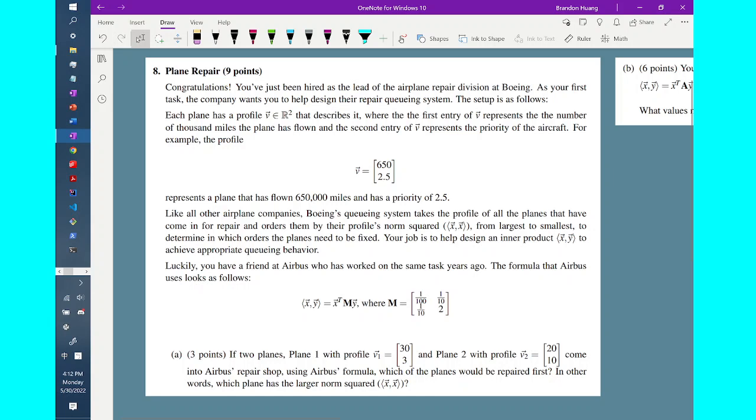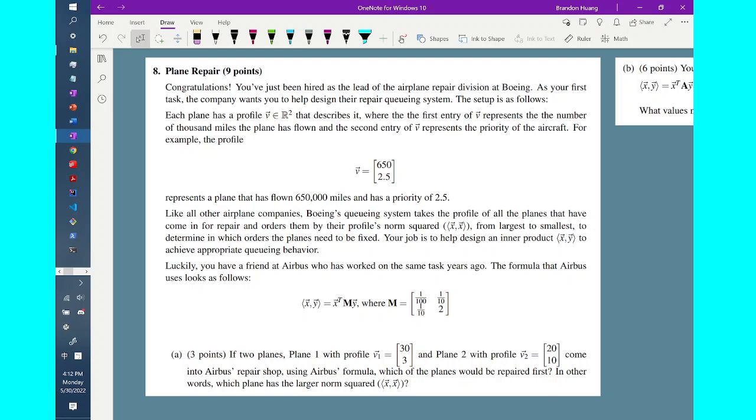Let's talk about question 8, which tells us that we're currently in an airplane company and we're trying to design a metric such that we can try to cue how early the plane should be repaired based on their profiles. So this profile will be expressed as a two-dimensional column vector.